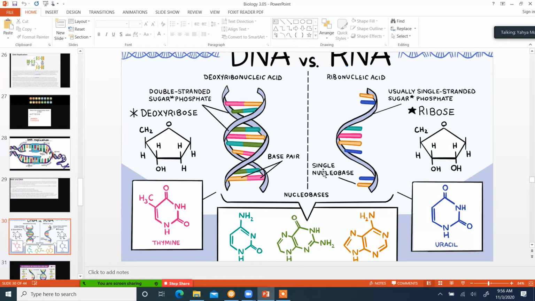Oh, RNA is just one strand? One strand, usually one strand. Then how does it have the base pairs? Yeah, so we're going to talk about how it copies it. It gets its base pairs from DNA. It copies it from DNA. That's how it gets it. All right, we're going to look at those pictures a little bit later.